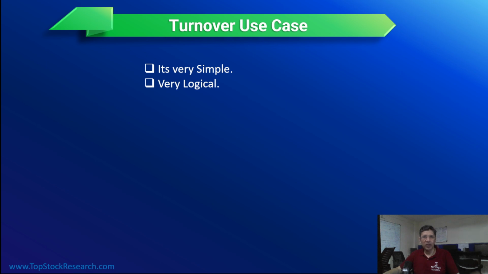So it's very simple. It's very logical, because if the price is going up with good turnover, that means there's better market participation. If the price is going up with poor turnover, or lower turnover than previous days, then that's where the smart money is coming out and weak money is going in.